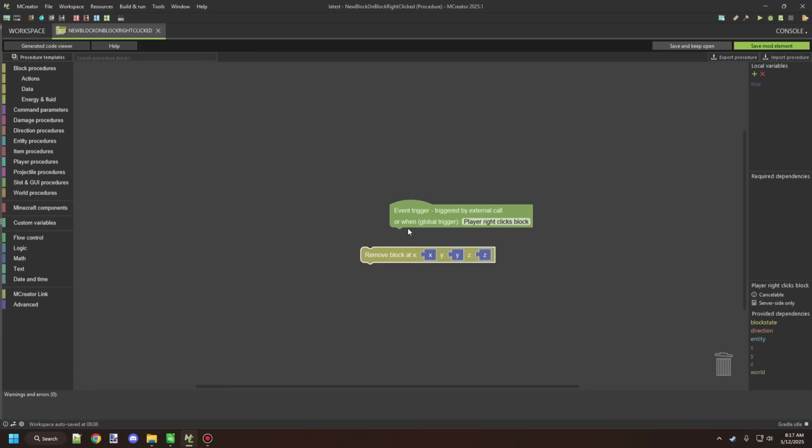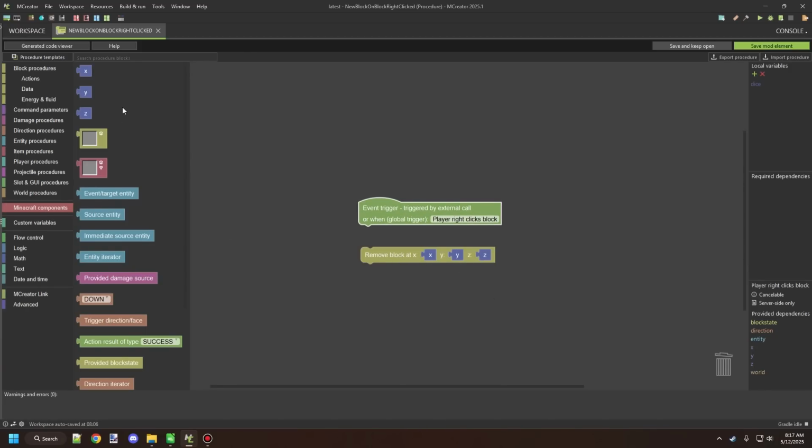Today we're going to be looking at the X, Y, and Z blocks, which are these ones right here. You can find these blocks under the Minecraft components, and on the top there it says X, Y, and Z. If you ever delete these blocks by accident, you can find them under this tab.